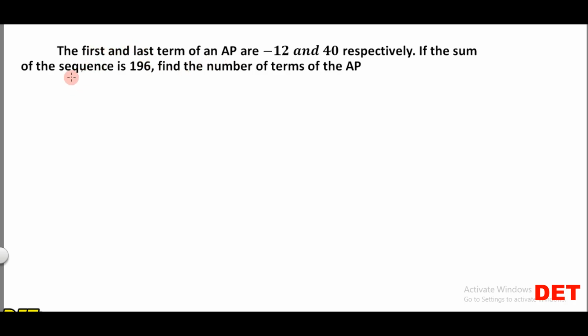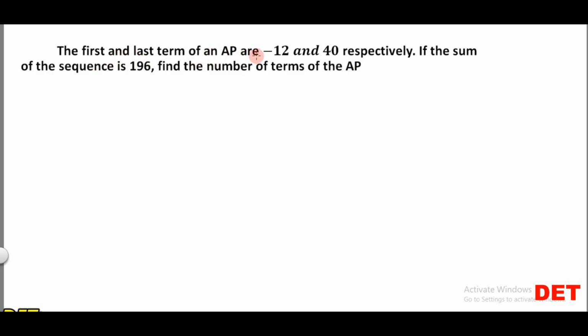Alright, so here we have this question. The first term and last term of an AP are minus 12 and 40 respectively. What that means is that the first term and the last term are minus 12 and 40 in that order. If the sum of the sequence is 196, find the number of terms of the AP.